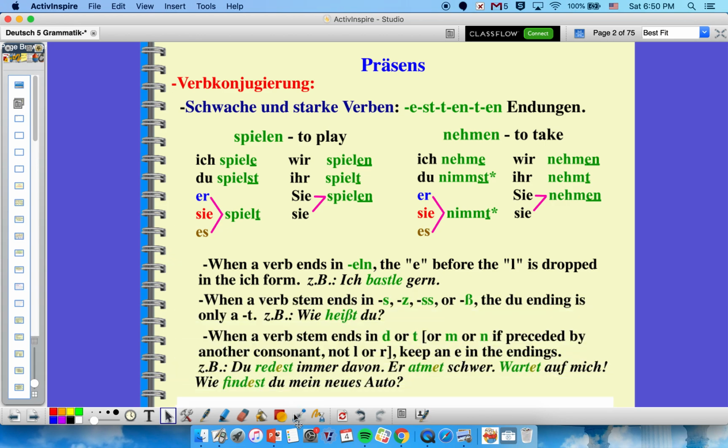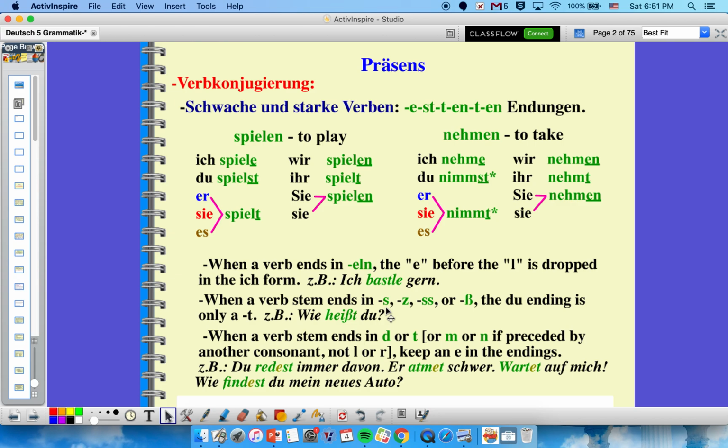Now, some side notes here that would be additions to just taking off the en and putting the ending on it. When a verb ends in eln, for instance basteln, the e before the l is dropped, but only in the ich form. And it's really just because of the way you say it. Instead of saying ich bastele, if you say it quickly, it's just ich bastle. So it ends up just being dropped.